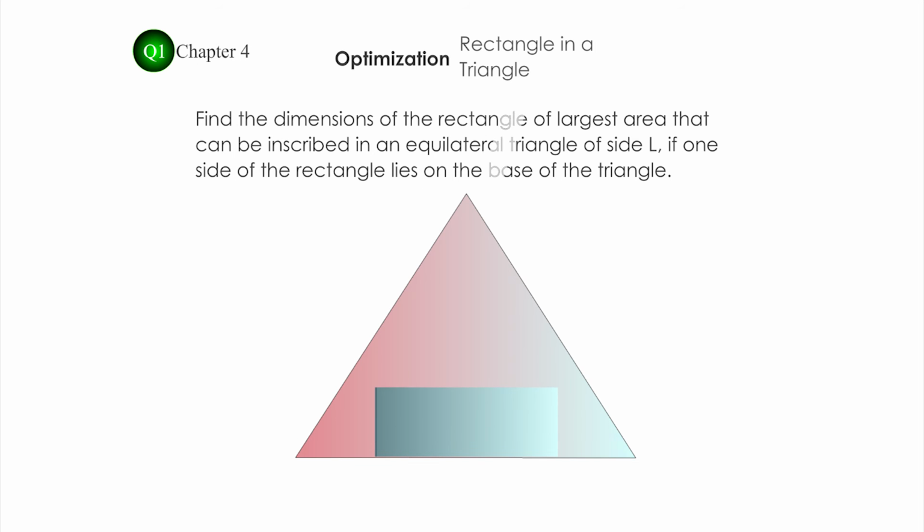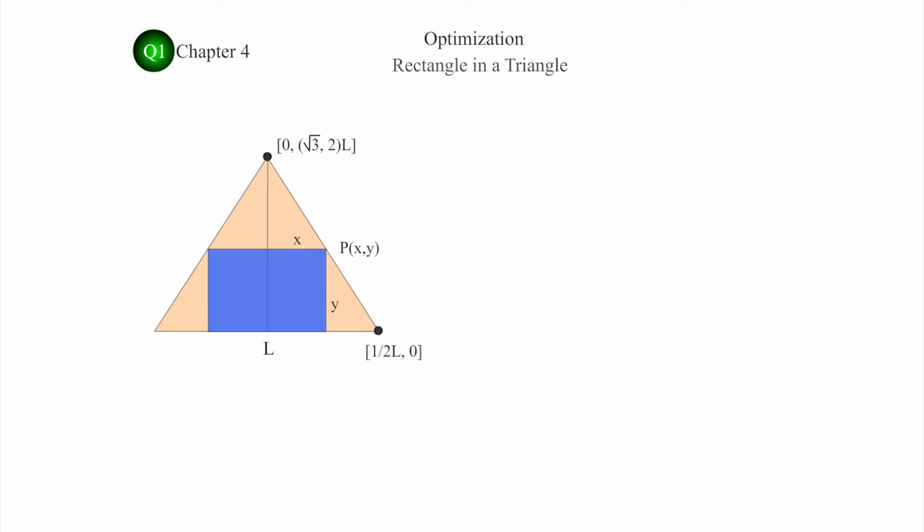Let's look at the first question from Chapter 4's homework assignment. Find the dimensions of the rectangle of largest area that can be inscribed in an equilateral triangle of side L, if one side of the rectangle lies on the base of the triangle. By reading the question, we know that optimization is needed to solve this problem by the way it asks for the largest area of a rectangle. We first start by drawing a diagram.